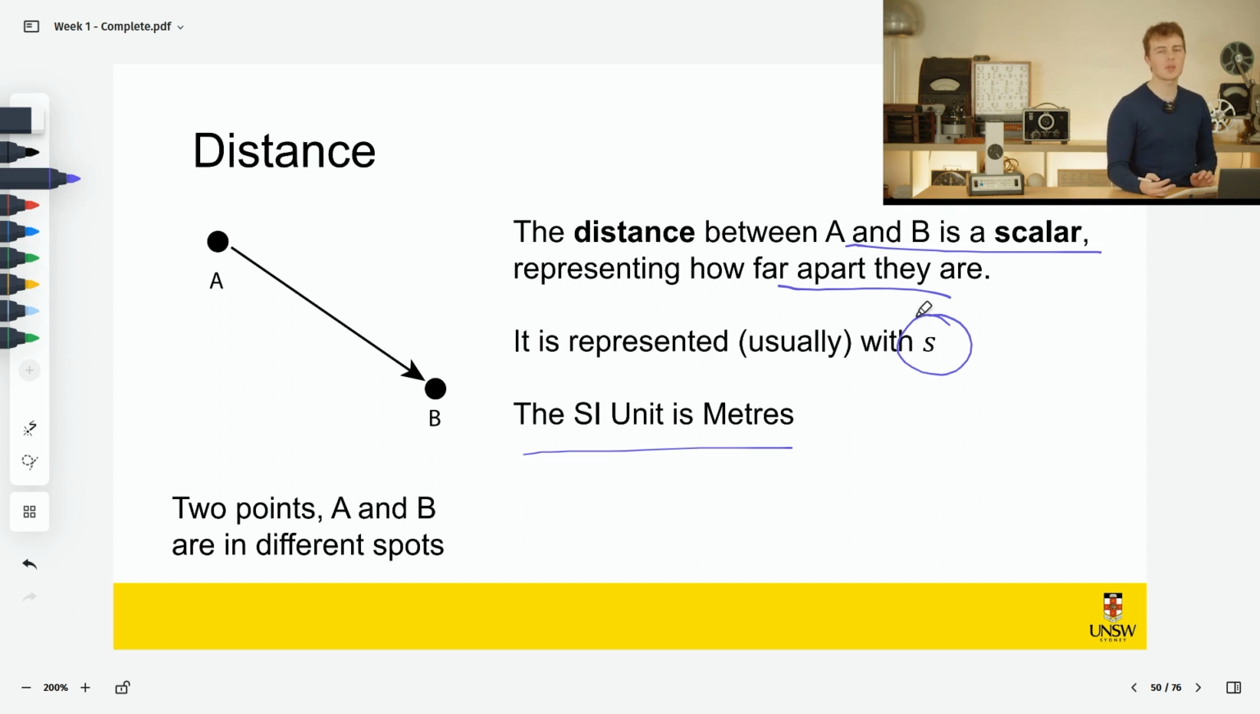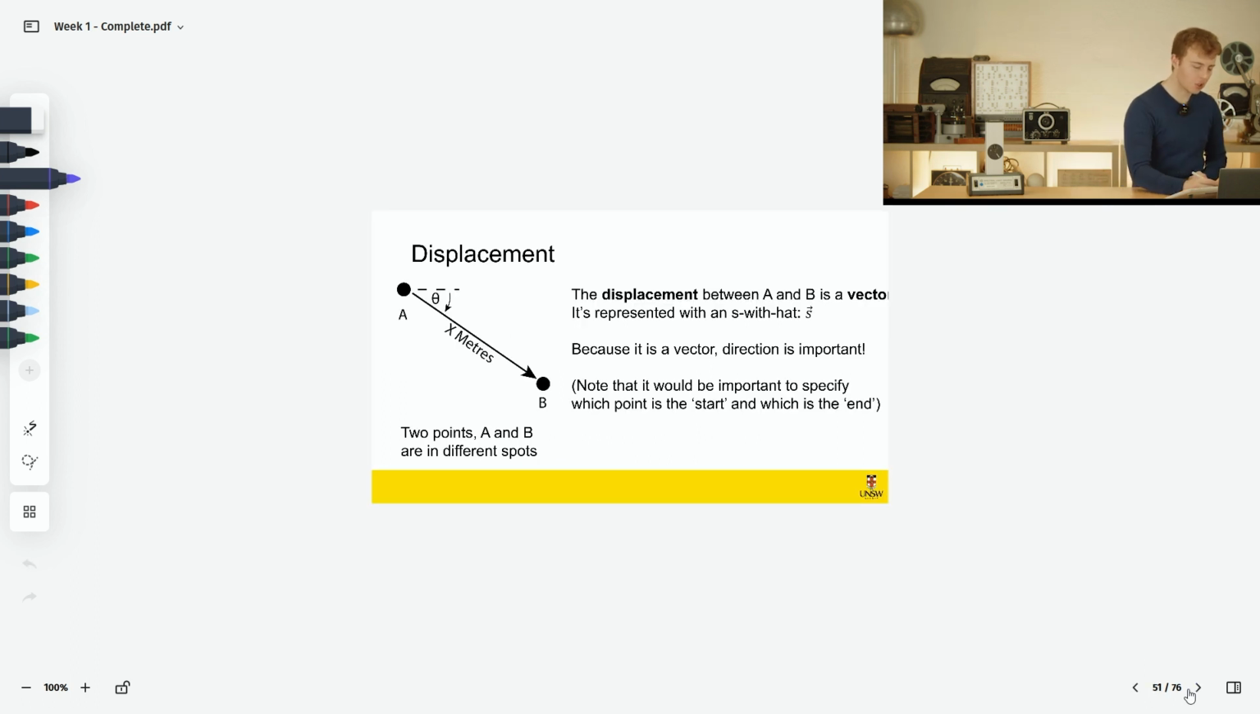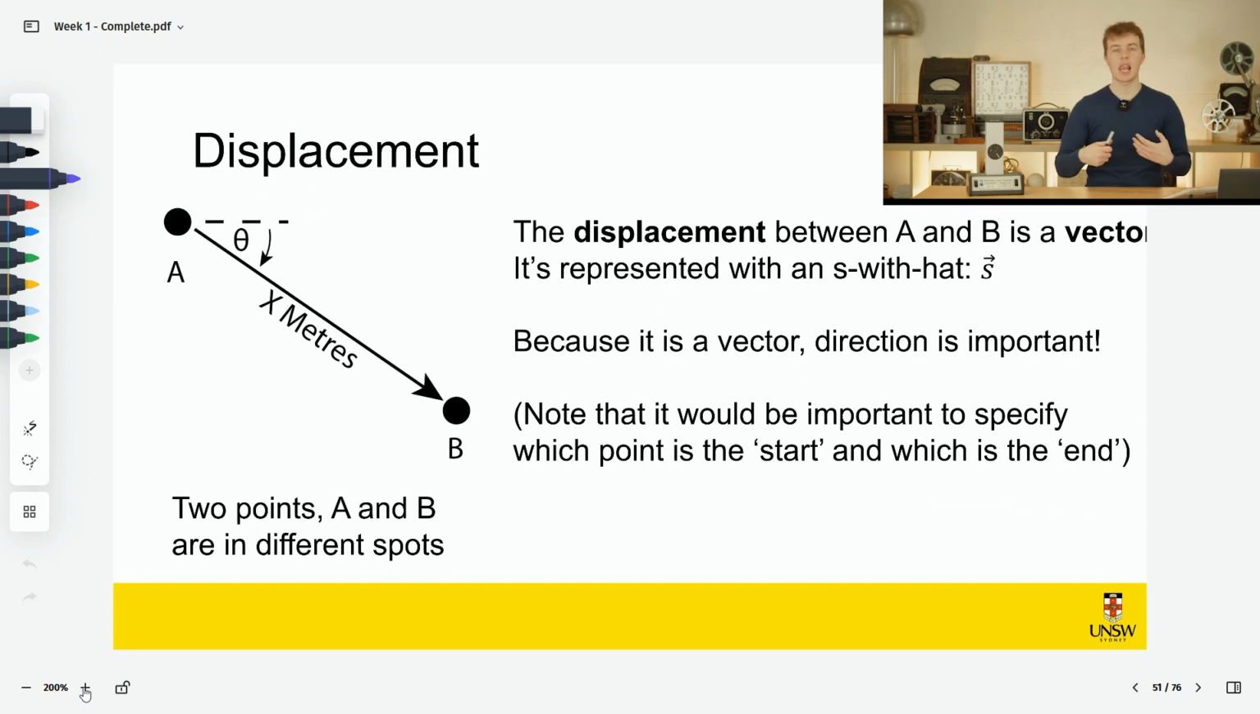Okay, it's the distance between two points. It's a scalar. It means there's no direction, no nothing. It's just distance. It's how far away that thing is as the crow flies, they say, so in a straight line. This is contrasted to displacement.